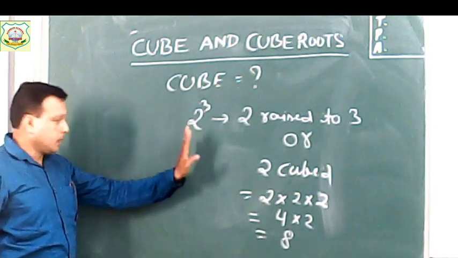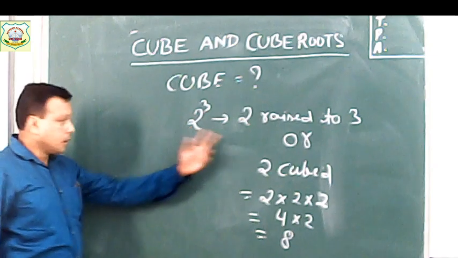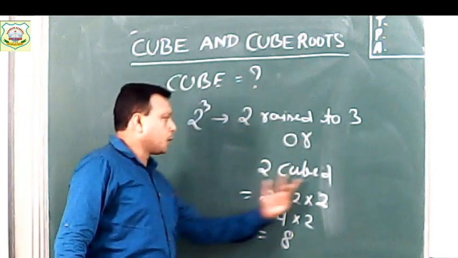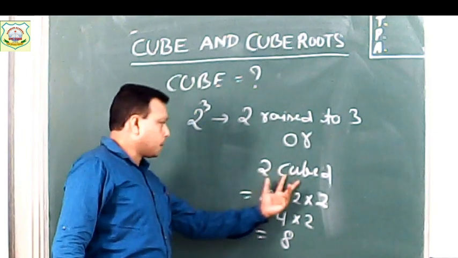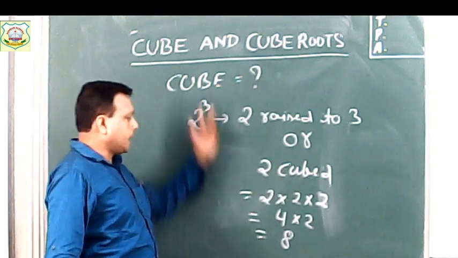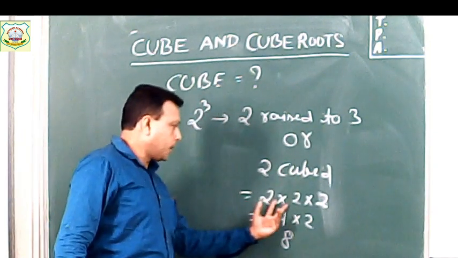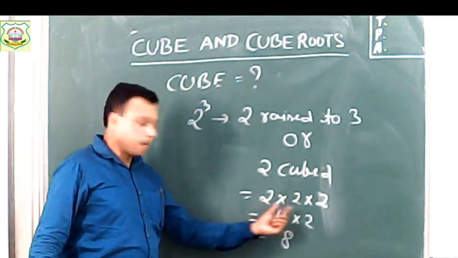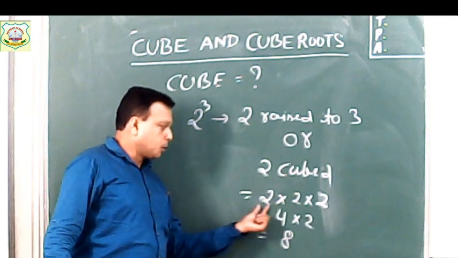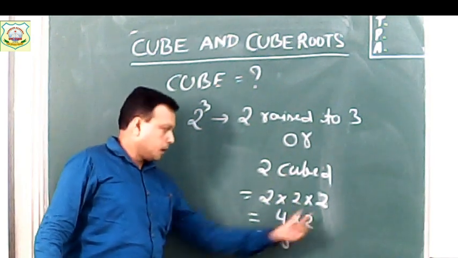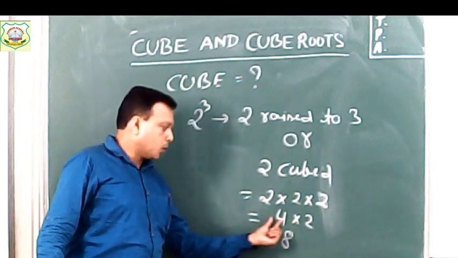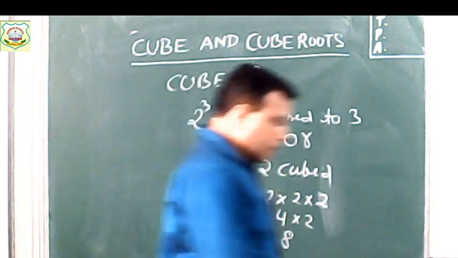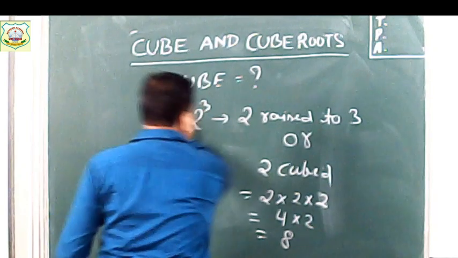Students, again 2 raised to 3, or we can say 2 cube. 2 cube means we write 2 three times: 2 multiply 2 multiply 2. How can we multiply it? 2 into 2, that means 2 twos are 4. Now multiply by 2, and 4 twos are 8. Clear, students? Let's take one more example.